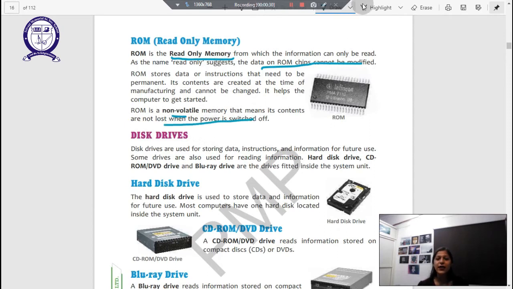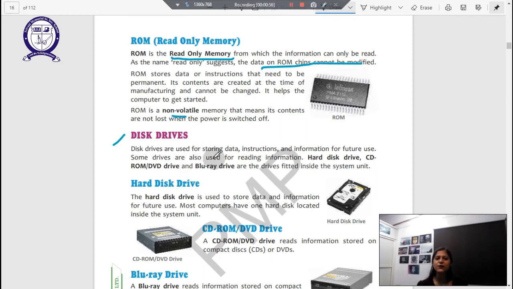So the difference between volatile and non-volatile is this: volatile memory gets erased once we switch off our computer, but ROM will not be deleted. It is non-volatile and won't be deleted if we switch off our computer. Great. So now we study the disk drives.